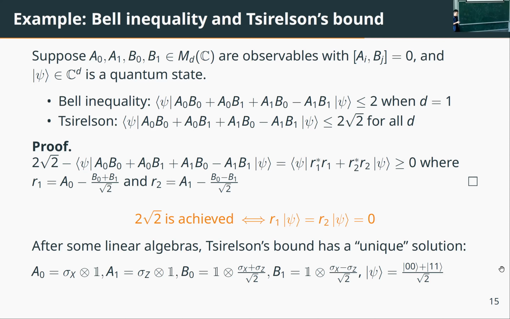So the nice thing of this sum of squares decomposition is even if your 2√2 can be only achieved with some epsilon, like the expectation is 2√2 minus epsilon, you can still conclude that this vector is very small. And you can conclude that all those A0, A1, B0, B1 are close to these operators in some sense. So this picture is called self-testing, and the picture you mentioned is called robust self-testing. So sum of squares is a very powerful tool in self-testing.